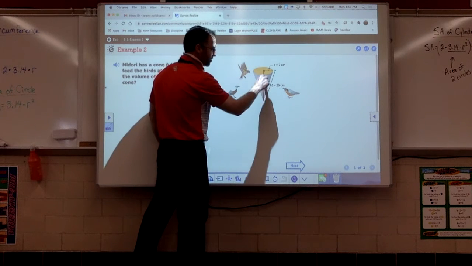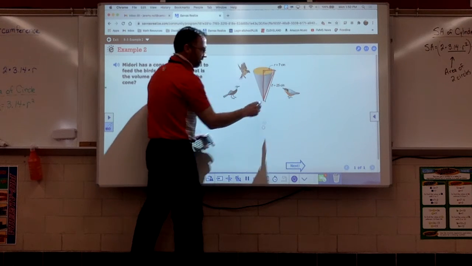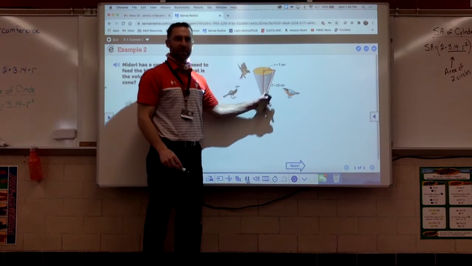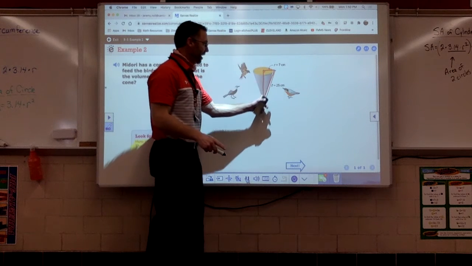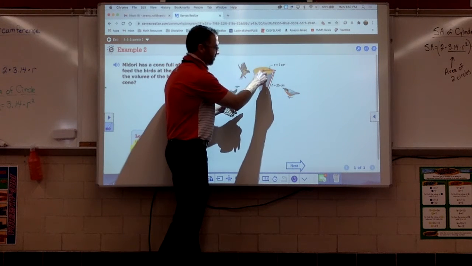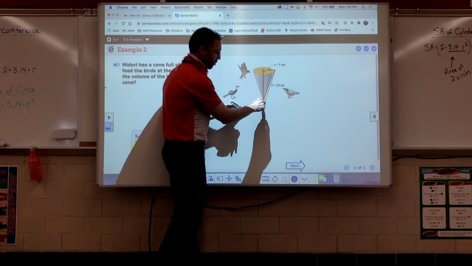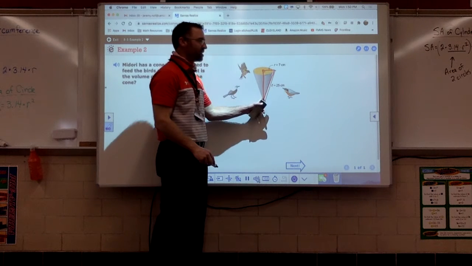We have a right triangle here. They're given what's called the slant height. We don't use the slant height to find the volume. We use the height of the cone, which is from the center of the circle straight to the point of that cone. We got to find that side.